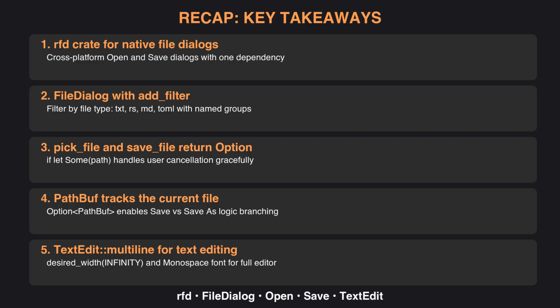The RFD crate for native file dialogs. File dialog with add filter for file types. Pick file and save file return Option PathBuf. PathBuf tracks the current file location. TextEdit multiline for the editor area.